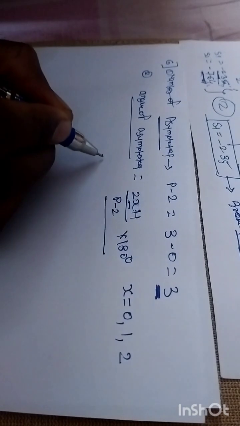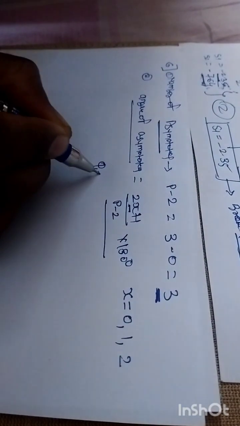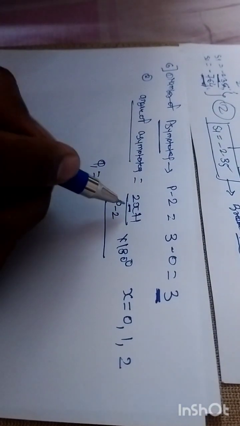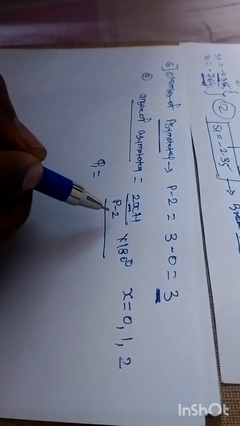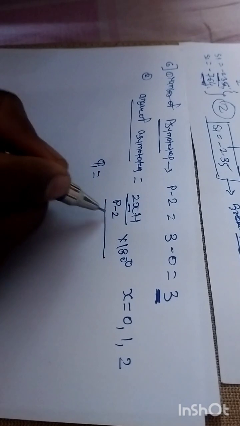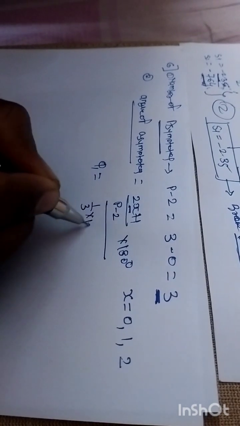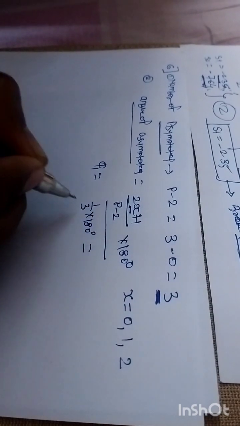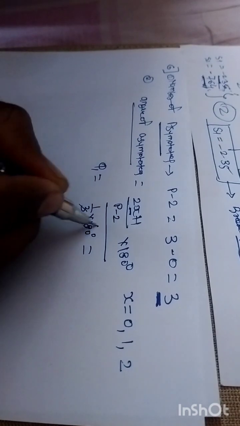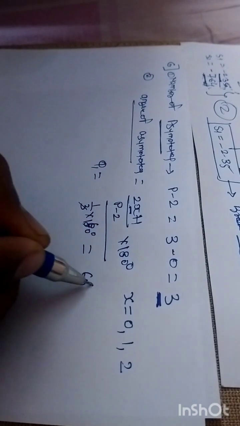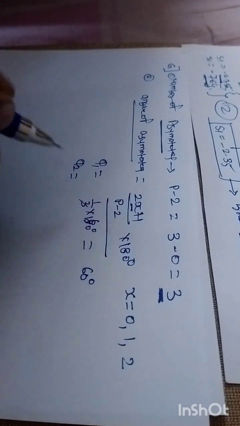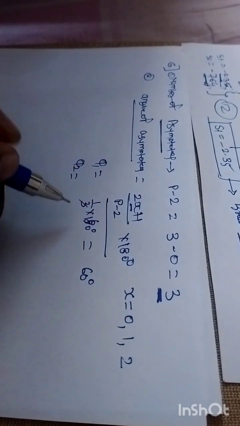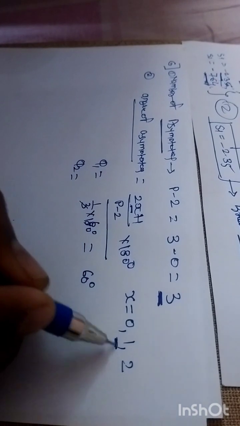Based upon this, what will phi 1 be when x equals 0? When x equals 0, 2 into 0 is obviously 0. So it is 1 over (p minus z) into 180 degree, which is 1 over 3 into 180 degree. As we know, 3 sixes are 18, so phi 1 equals 60 degree. That is the first asymptote angle.